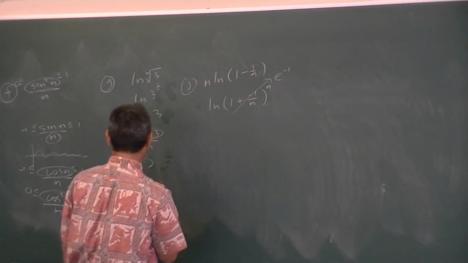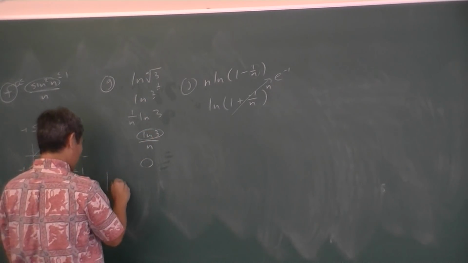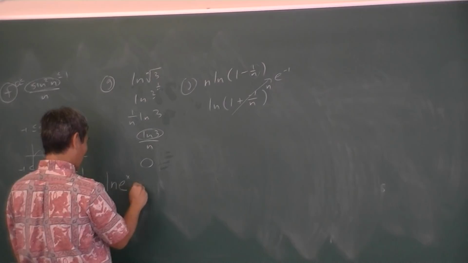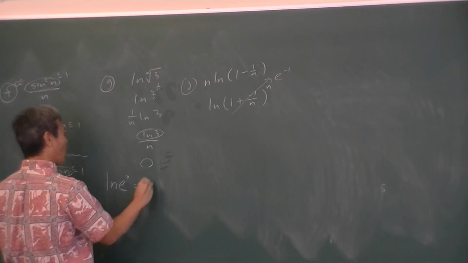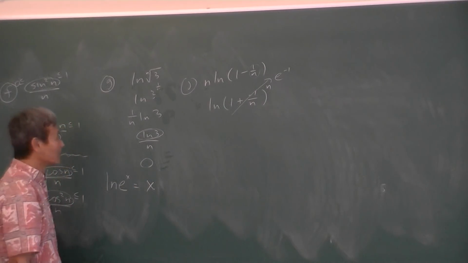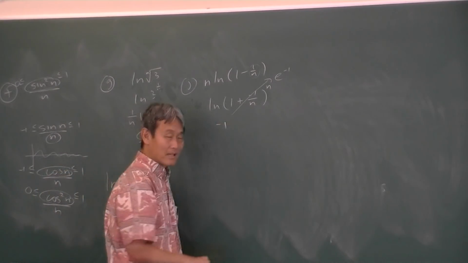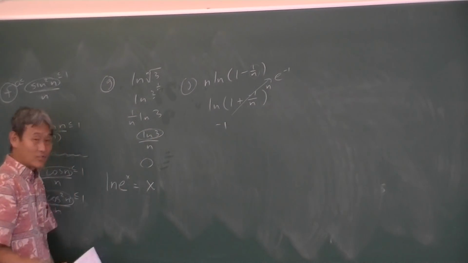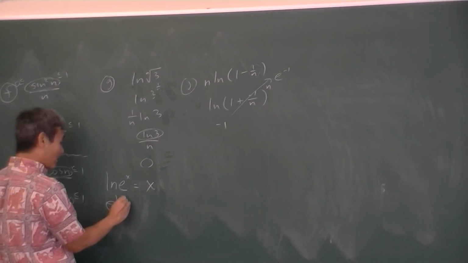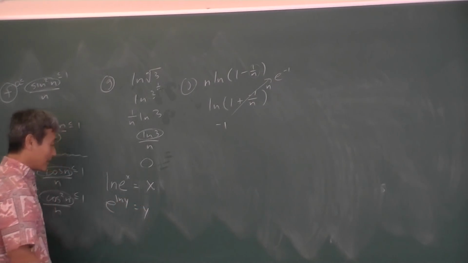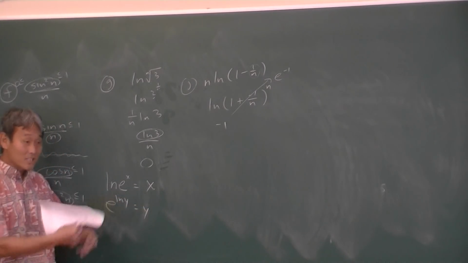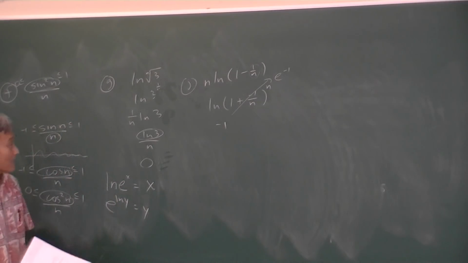Negative 1. What is the natural log of e to the gorilla? Gorilla! So negative 1 is the answer. How can we not know natural log? Just like e to the natural log banana is banana. They're inverses of each other. You plug one into the other, you get x.